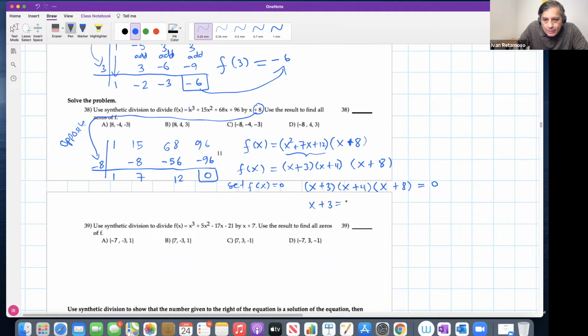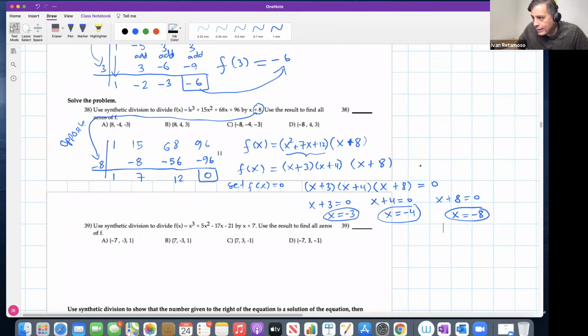So x plus 3 equals 0 will lead to x equals -3, first zero. X plus 4 equals 0 will lead to x equals -4, second zero, and x plus 8 equals 0 will lead to x equals -8, third zero. These three within braces separated by commas should give you the answer to this question.